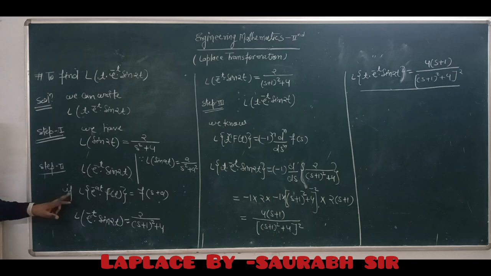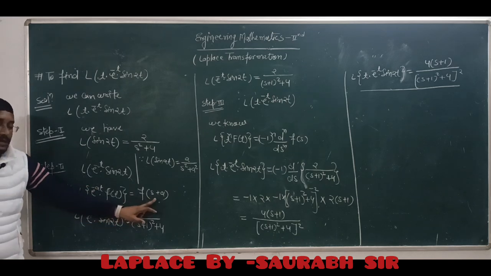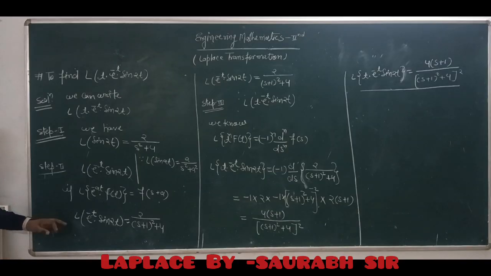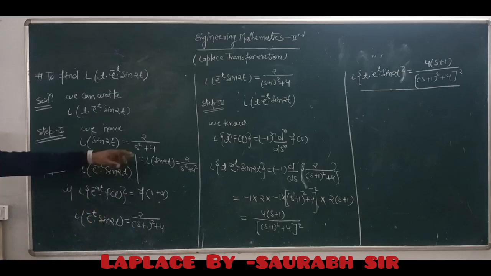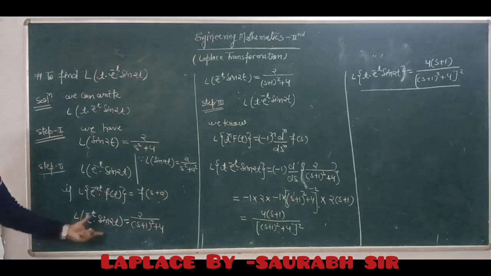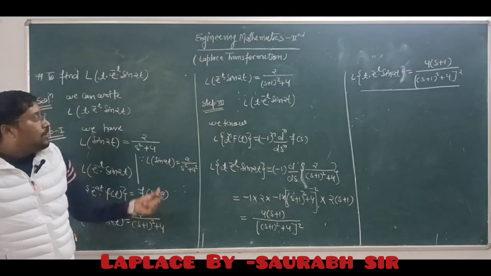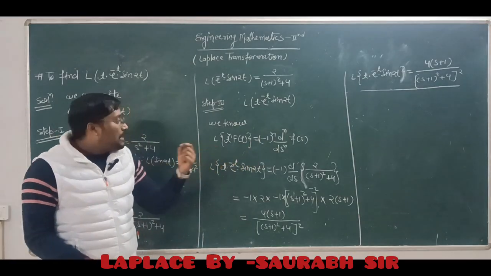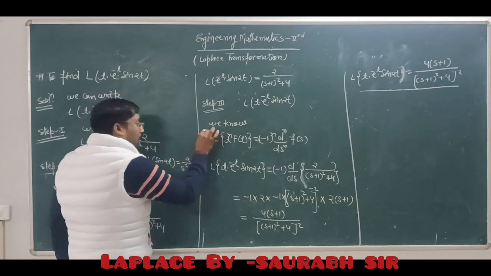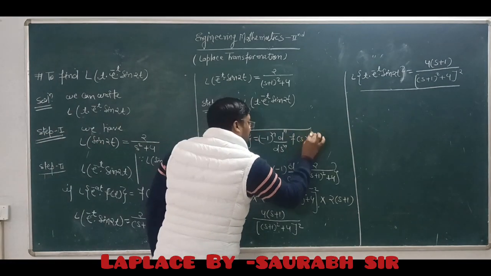Now I know that L e to the power minus at into ft is equal to s plus a. Now I have solved this. I am using this resultant of this. Now the step of third, I have used the resultant this. Now we know that I have also the conclusion of Laplace transformation by multiplication of t.